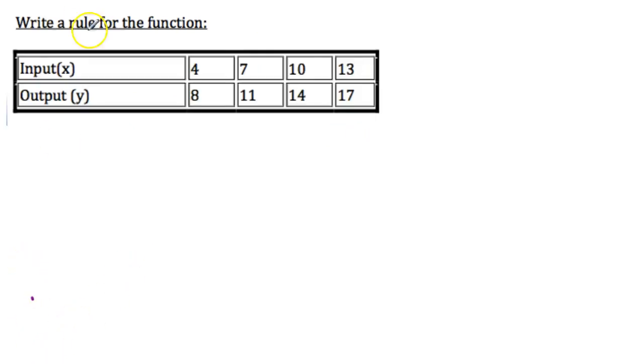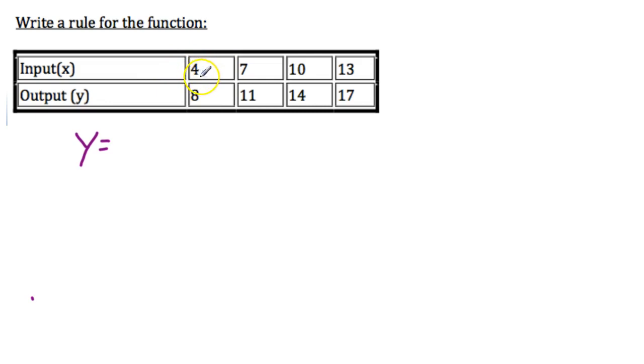Now on this one, we're going to write a rule for the function, right? They give you the input, all these numbers, and the output, and we need to find out how the input becomes the output. And we're going to be in the form of y equals something. So we look at our input and find out what do we do to get to the output. So I normally look at input and then the 4 operations: add, subtract, multiply, divide.